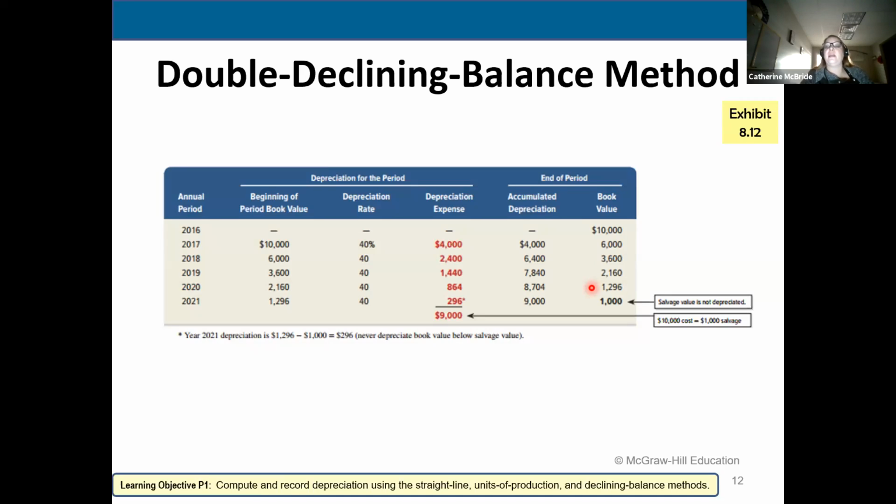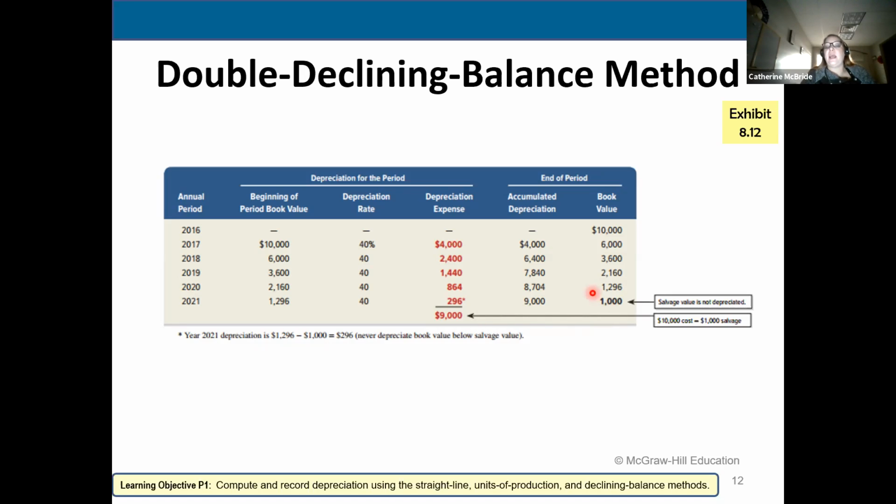Now, here's where it gets tricky. If I take that $1,296, move it over here, times 40%, what do you get? You get too much. We didn't set aside the salvage value like we did on the other methods. So we have to adjust at the end. We know two things. We know that our book value cannot go below $1,000, and we know that our total accumulated depreciation is going to be $9,000.